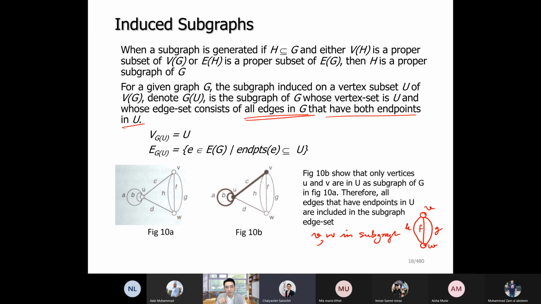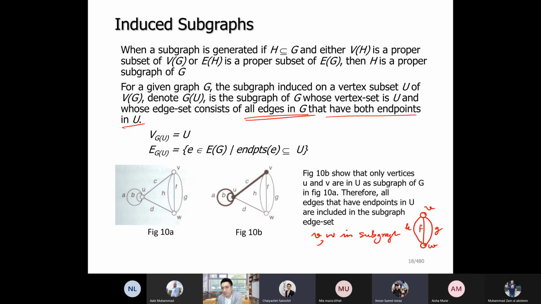What about if we have U, V, and W? What's the induced subgraph? It will be like the original graph, right? It will be the same graph, because you have to include everything in your subgraph.